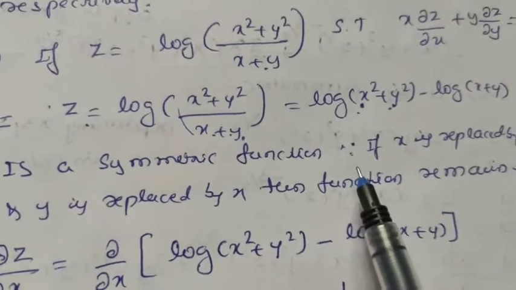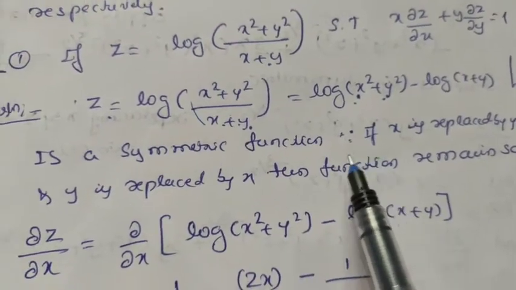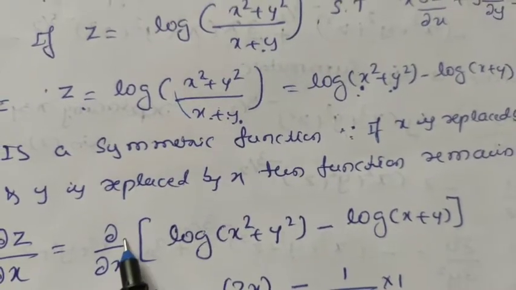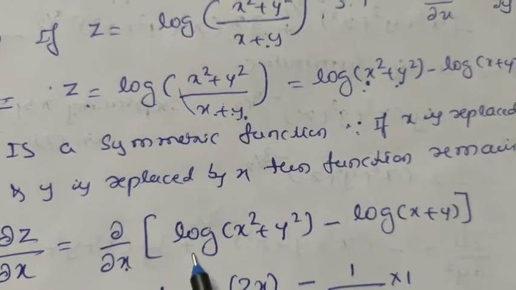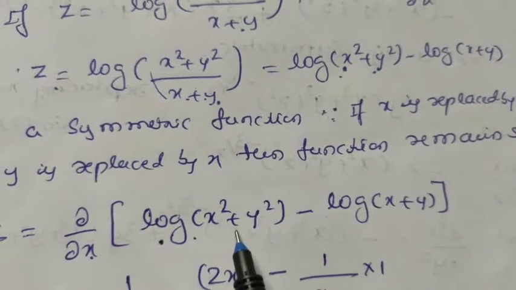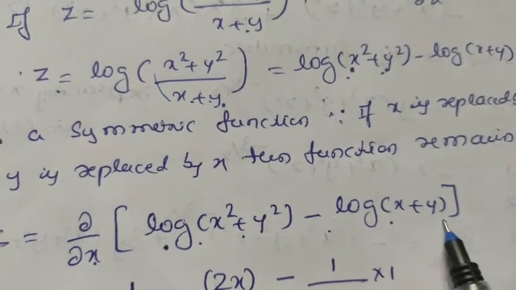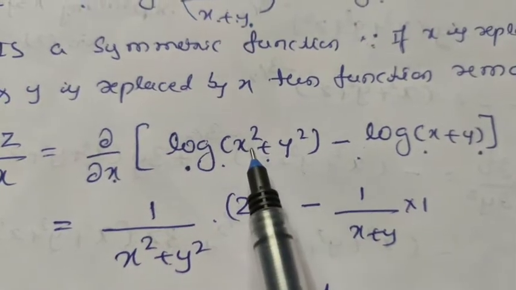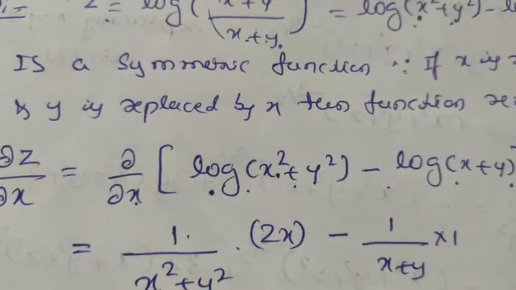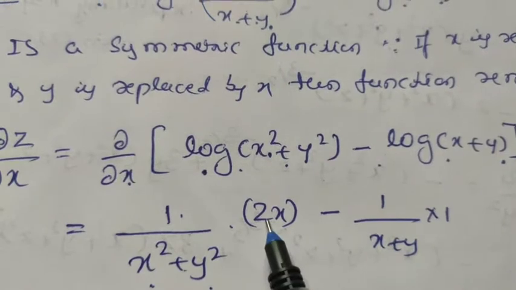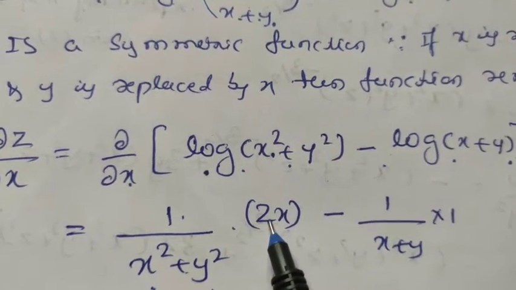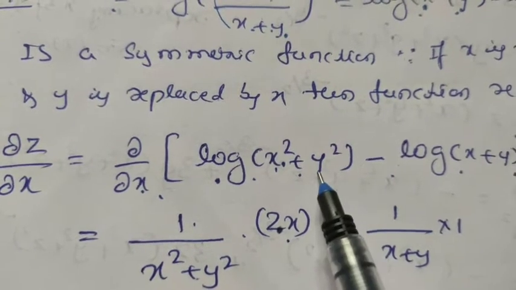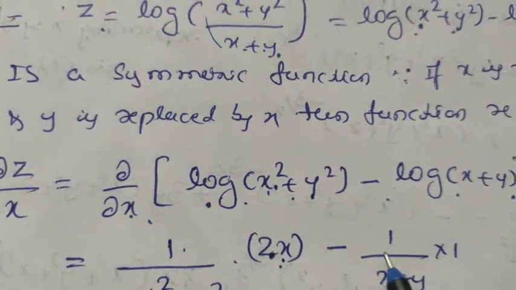So first, let us differentiate z with respect to x. That is, del by del x of z, where z is log of (x squared plus y squared) minus log of (x plus y). Let us differentiate this partially with respect to x. So it is 1 by (x squared plus y squared) into the derivative of (x squared plus y squared) with respect to x, which is simply 2x, and y is constant, so its derivative is 0.